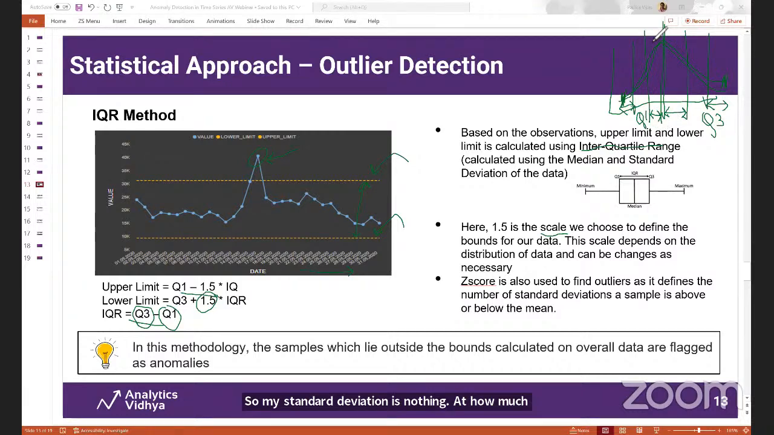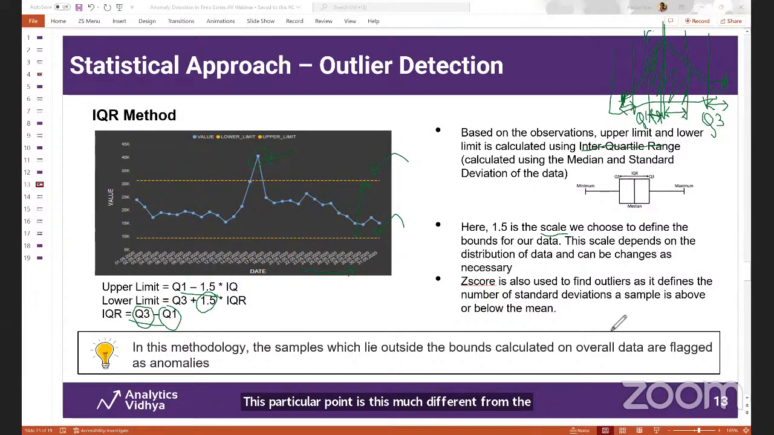how much of my data, say 66% of my data, where is 66% of my data located, right? So this is where the standard deviation lies. This is how the standard deviation is calculated. So the number of standard deviations a sample is above or below a mean is how we calculate a Z-score. For every sample, we could calculate a Z-score, which would tell us that this particular point is this much different from the expected behavior.